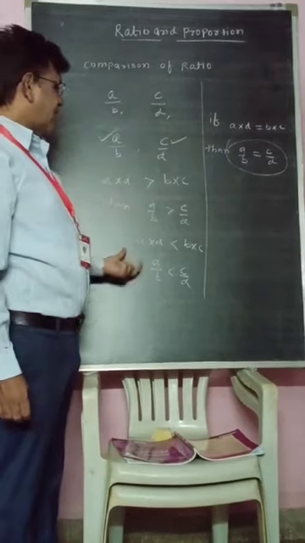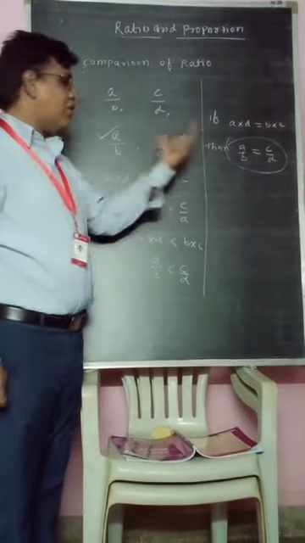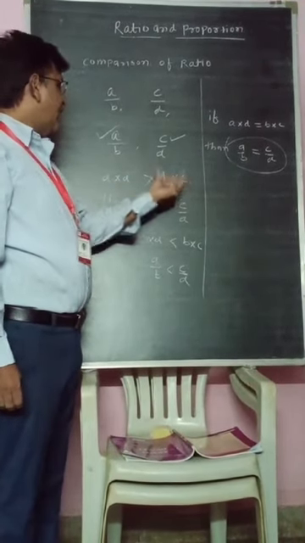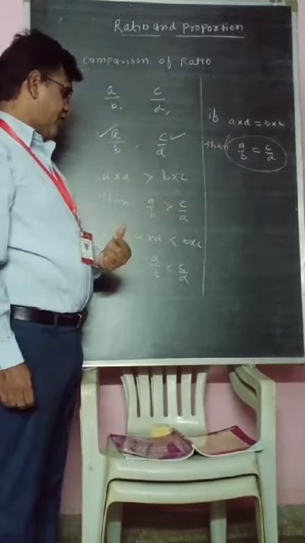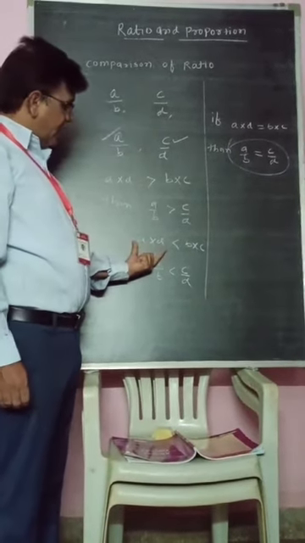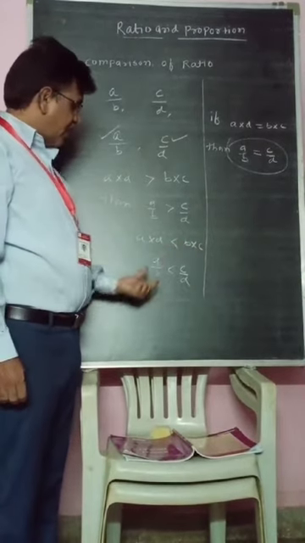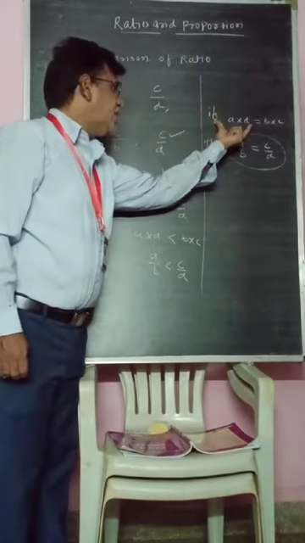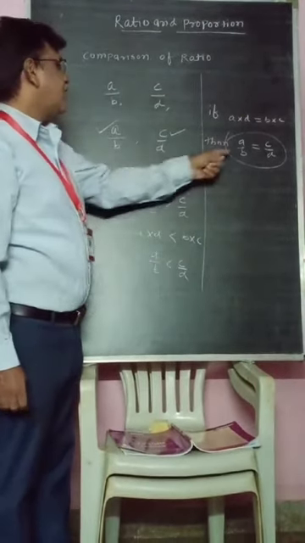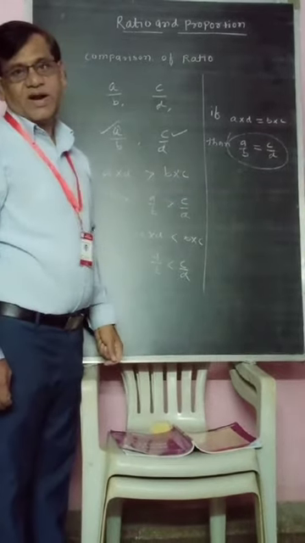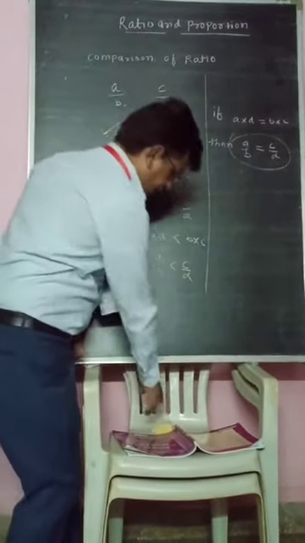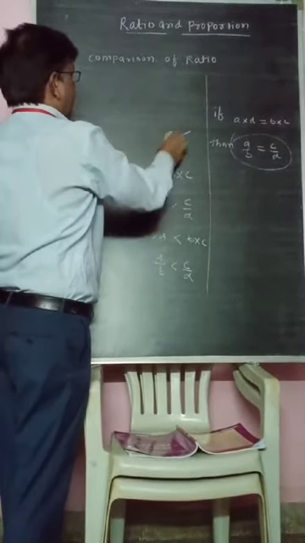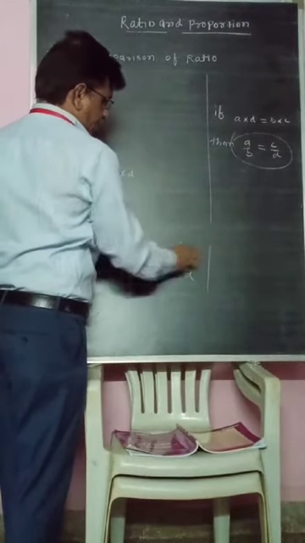First condition, second condition, and third condition. What is the first condition? If a into d is greater than b into c, then a by b is greater than c by d. Second condition, if a into d is smaller than b into c, then a by b is smaller than c by d. And third condition, if a into d is equal to b into c, then a by b is equal to c by d. These three conditions you have to apply to compare two ratios. Now, by using these conditions, you can solve 4.2.